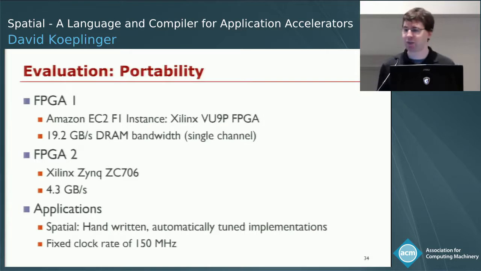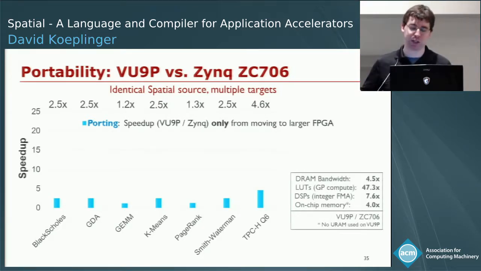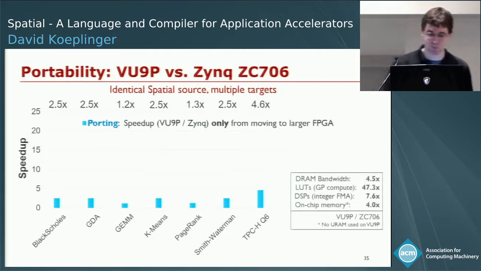Lastly, I just wanted to mention our ability to port the same source in Spatial to different FPGA targets. So I'm going to go with that same Amazon VU9 FPGA again, and compare that to a much smaller ZC706 FPGA, from the exact same source, but tuned automatically. What you see is the bandwidth improvement that you get just by moving from one FPGA to another is about 4.5x. So Query 6, for example, which is bandwidth bound, has an improvement of about 4.5, 4.6x.